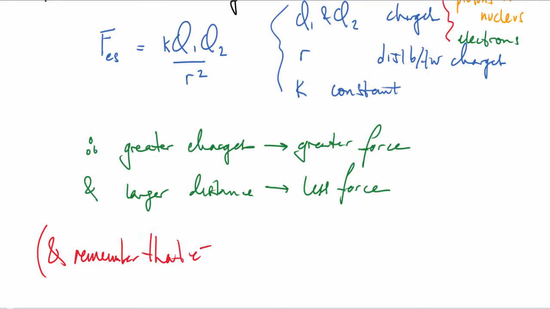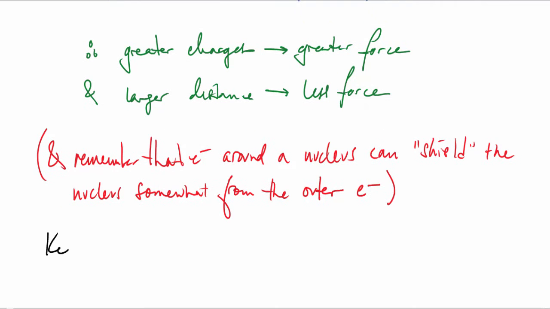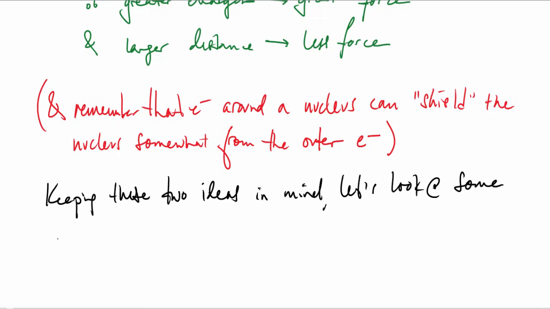Also, there's a couple of other things to remember. One is that the electrons around a nucleus can shield the nucleus somewhat. Let's restate that. The electrons around the nucleus on the inside can shield the nucleus somewhat from the outer ones. That is, the outer ones don't see the full charge of the nucleus because the nucleus is shielded by the inner electrons. Anyway, keeping these ideas in mind, let's look at some atomic trends.